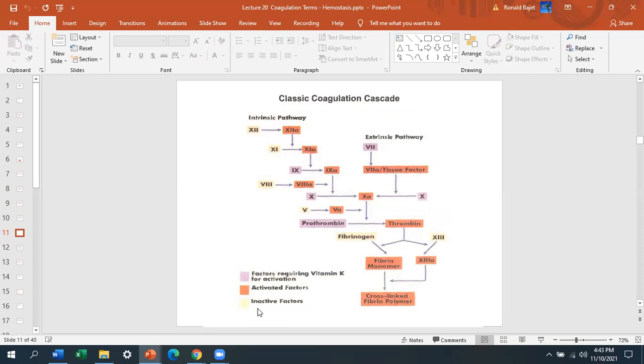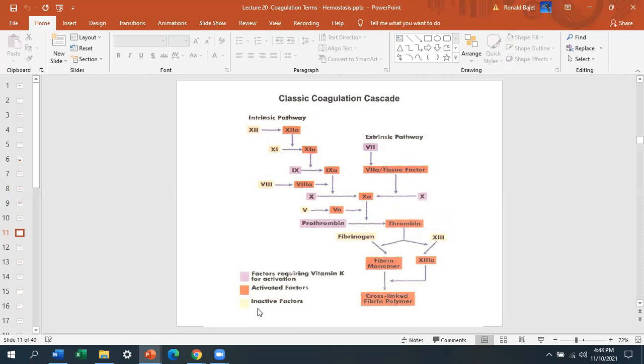It's missing some components, like where's calcium and where's prekallikrein and kallikrein and high molecular weight kininogen. I can add those on later. But this is the basic framework of the coagulation cascade that I want you guys to know.